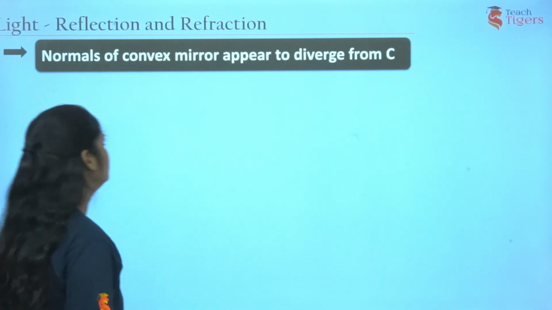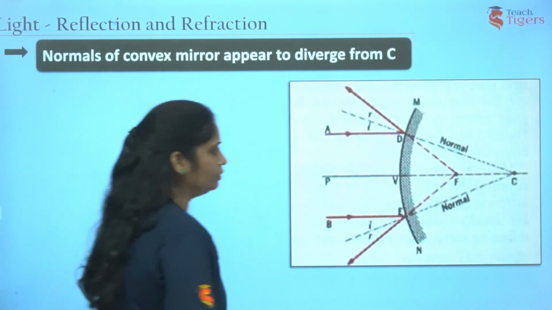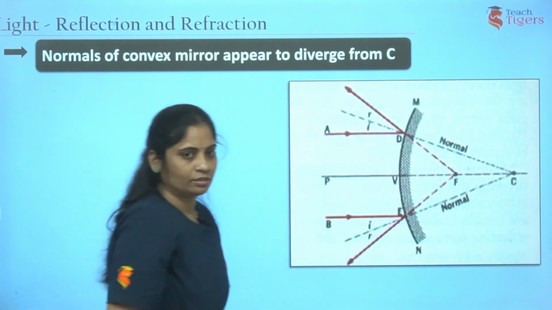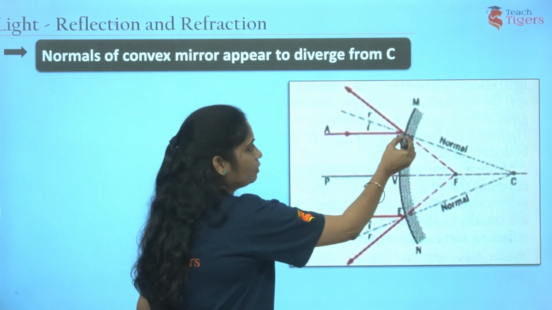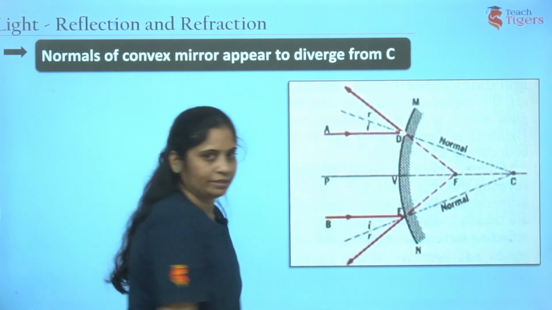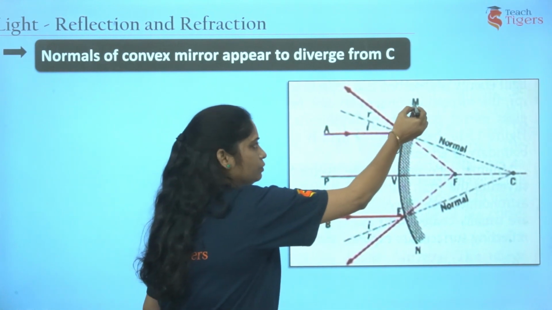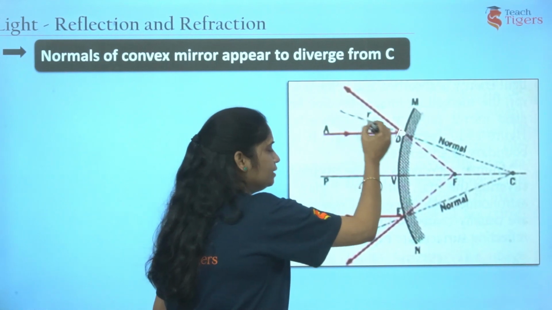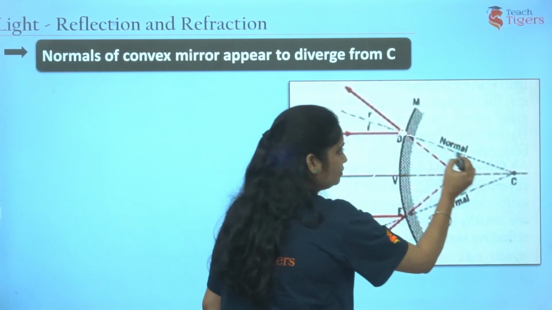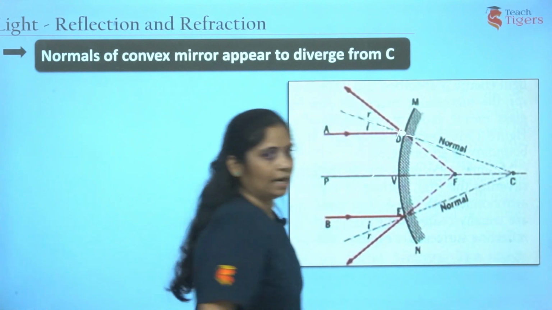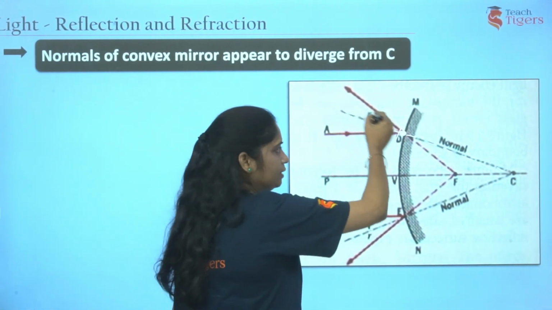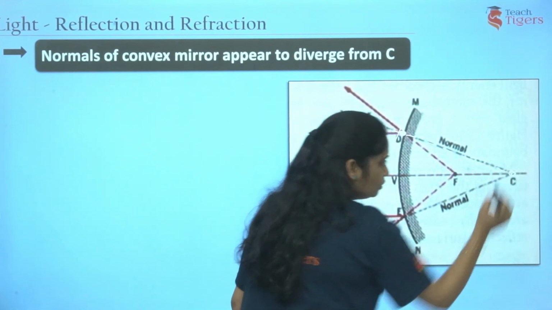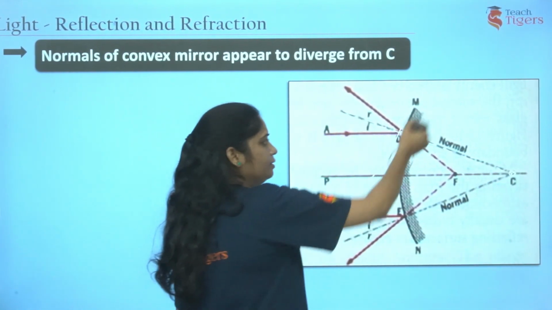Let us see. Okay, so now you can see there is a convex mirror, and light is incident on it. When the light is incident on it, again this becomes a point of incidence. So what do we do? We draw the tangent, right? And perpendicular to the tangent, the normal is drawn, and it is observed that even when you extend this normal line backward, it is again passing through the center of curvature.